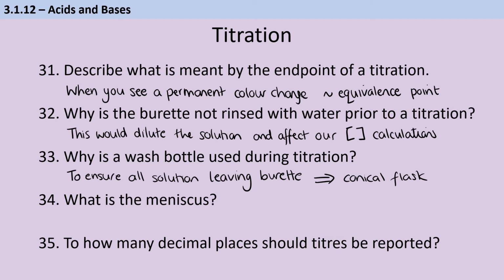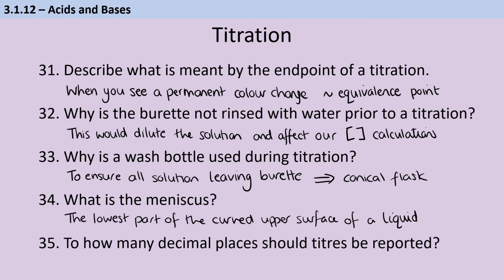The meniscus is that curved upper part of the surface of the liquid where you're measuring all your volumes from, and titers should always be reported to 2 decimal places, although that second decimal place will always be a 0 or a 5, depending on whether the meniscus is resting on the line or is directly between 2 lines.